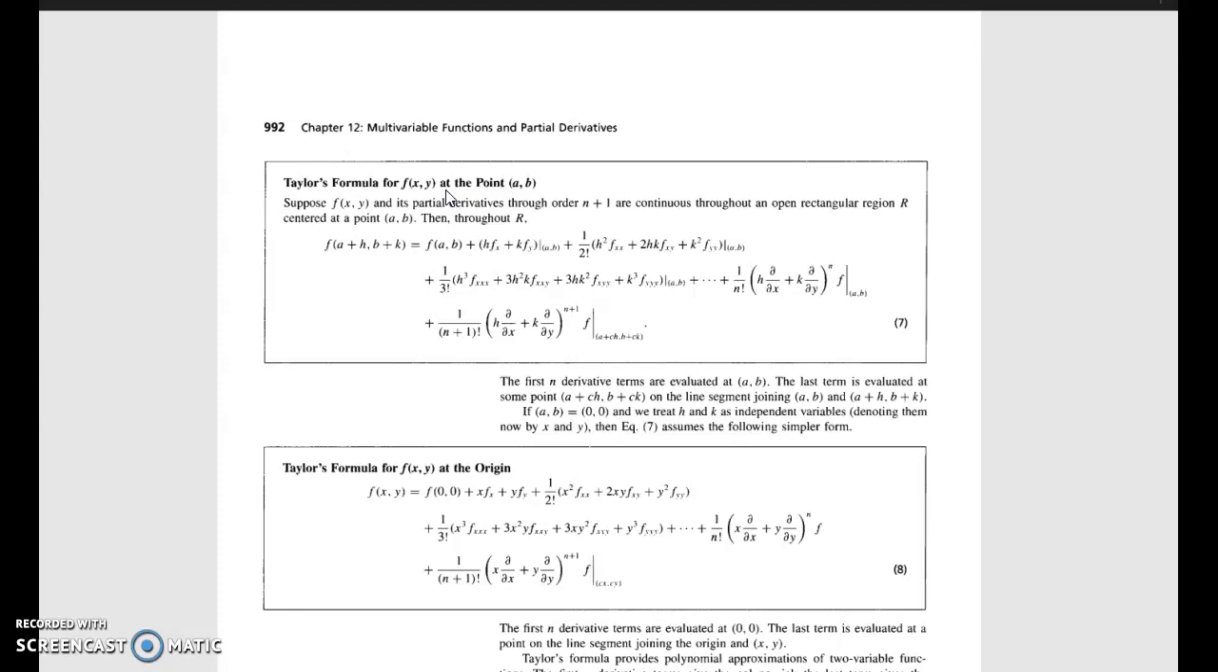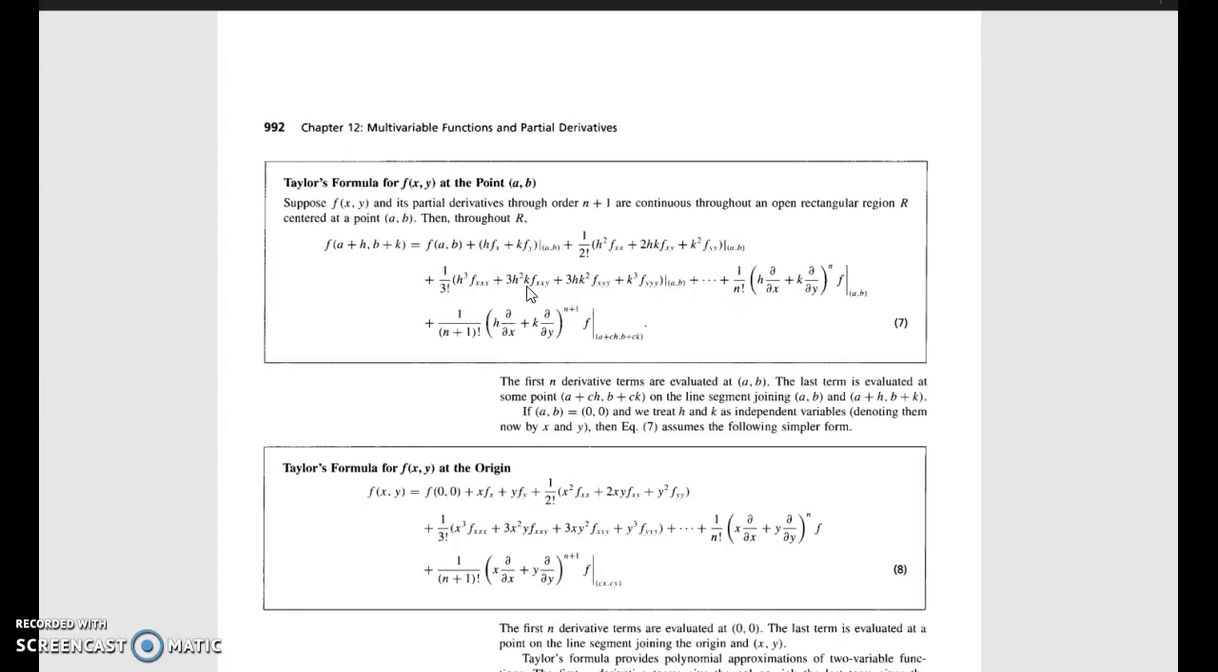Then throughout R, f of (a plus h, b plus k) equals f of (a, b) plus h into fx plus k into fy at the point (a, b), plus 1 by 2 factorial into (h square fxx plus 2hk fxy plus k square fyy) at the point (a, b), plus 1 by 3 factorial into (h cube fxxx plus 3h square k fxxy plus 3hk square fxyy plus k cube fyyy) at the point (a, b).